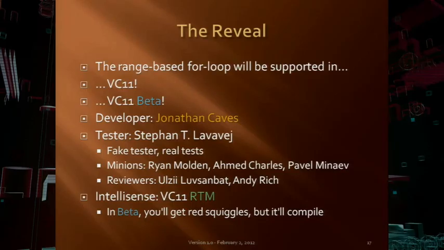It will support the range-based for loop in VC11 RTM. But as of beta, you're going to get red squiggles. That's because our IntelliSense front end is developed by the EDG company, and we only told them that we were doing the range-based for loop like 4 days before beta lockdown. They had no time to react to this. It's not their fault at all, but they're going to implement it by RTM. We felt it was important to just get the feature in the actual physical compiler.